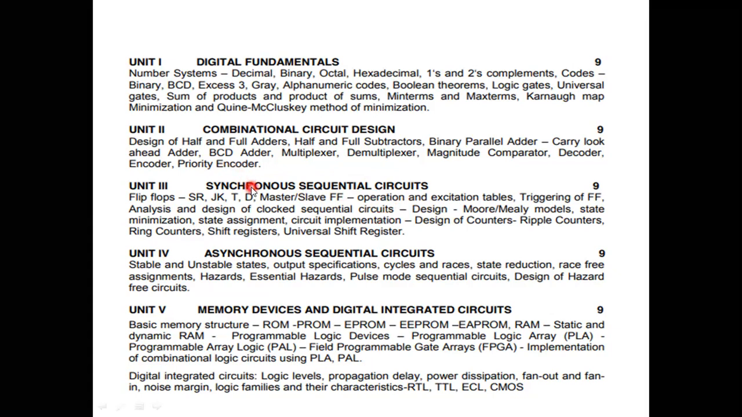Then what is the difference between the third and fourth units? The third unit will deal with synchronous sequential circuits, which means that a common clock will be used for the design of the entire system. So for the entire design, we will have a single clock which will be operated at time t.